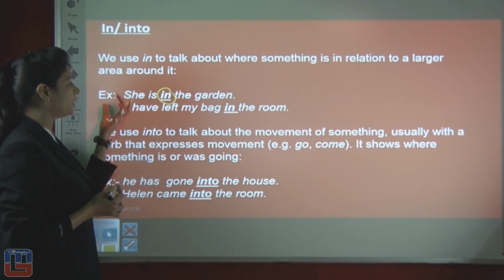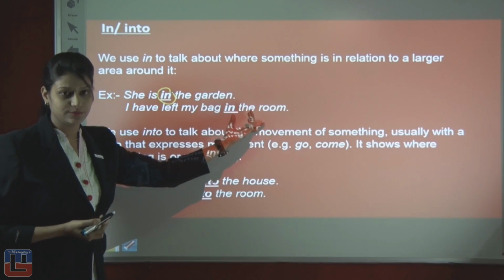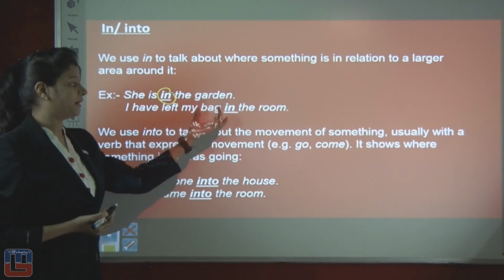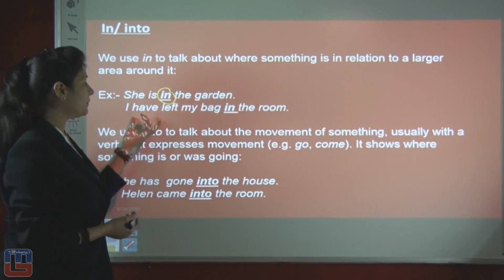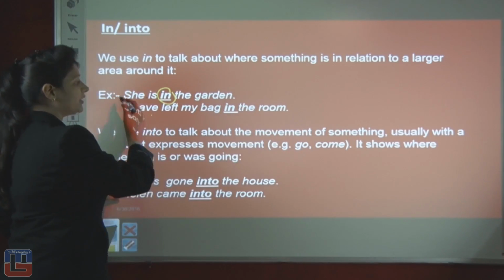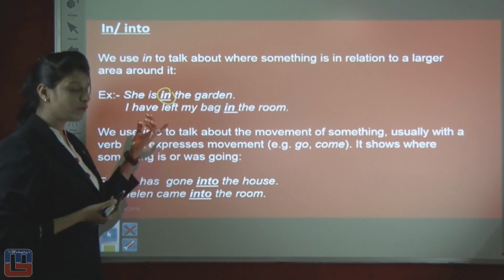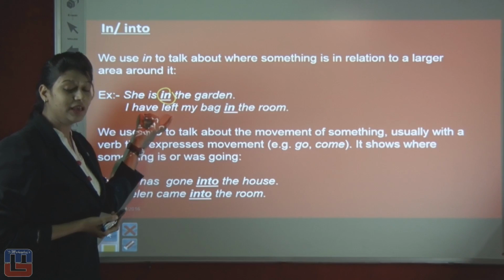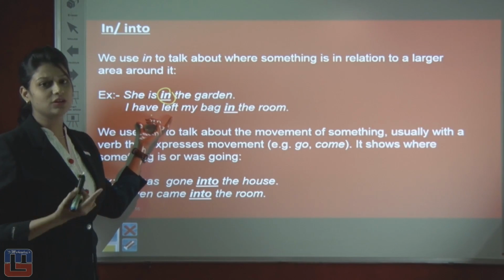As you can see in the example, she is in the garden. I have left my bag in the room. So where is the bag? The bag is in the room. Where is she? She is in the garden. That is the location of the particular person or thing in respect to the greater or larger area around.